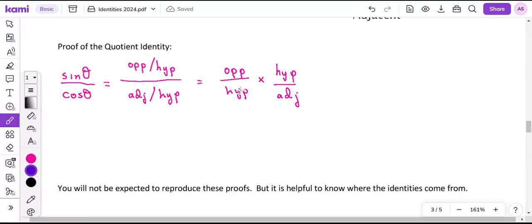But look, you have a factor of the hypotenuse on the top and the bottom, and those divide to 1. They kind of cancel out. And what you're left with is opposite over adjacent, which is the very definition of the tangent of angle theta. So we've kind of proved that one as well.